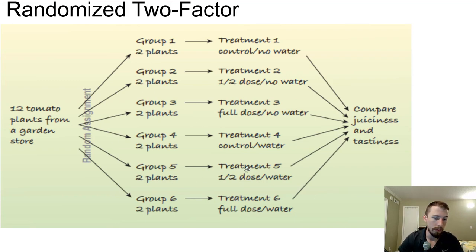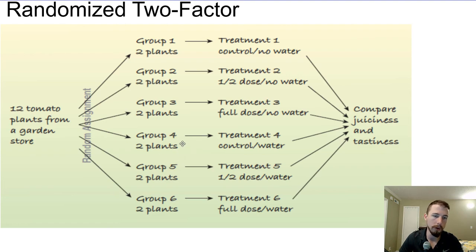And so if we had 12 plants, we randomly assigned 2 plants to each one of the groups so that they were all the same size, which is not necessarily always important, but we do want to make sure, because you're going to have different variations with different sample sizes. So if we make them all the same size, we eliminate some of it and it makes it easier to compare at the end. So randomly assign them to their treatment groups. And then at the end, we compare the juiciness and tastiness of each one of those.